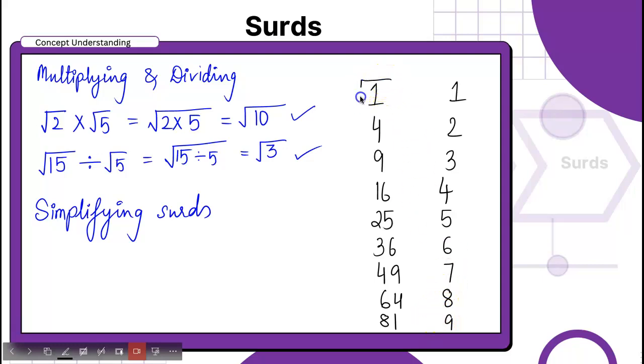So if I say square root of 1 is going to be 1. Square root of 4 will be 2. Square root of 9 is 3. Square root of 16 is 4. Same goes for all.